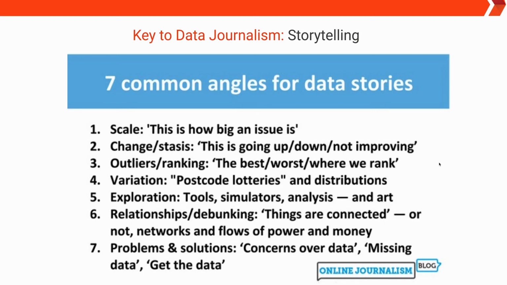There's 7 common angles for data stories. Scale, how big an issue is. Okay, we have more homicides in Chicago this year than we had last year. Number 2, change or stasis. Is it going up or down over a period of years? Is there a trend there? Outliers or rankings. Where does Chicago's homicide rate rank? Maybe homicides per 1,000 people or 10,000 people. Where does it rank compared to other cities? So that's the outliers and ranking.